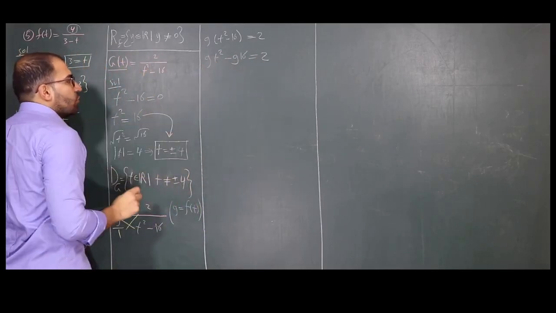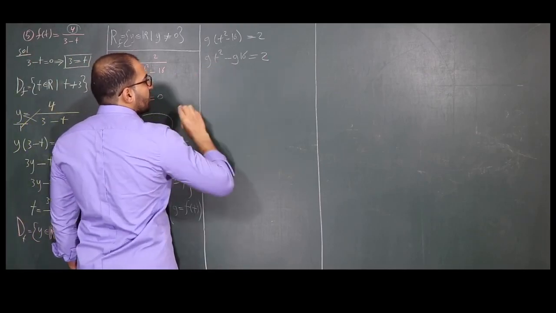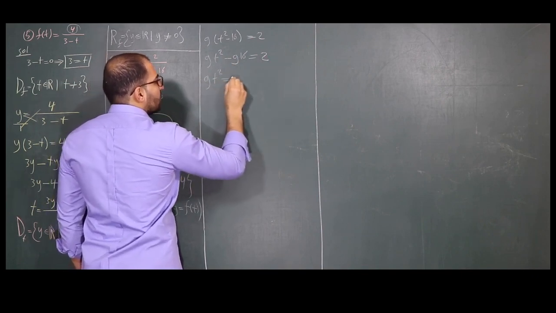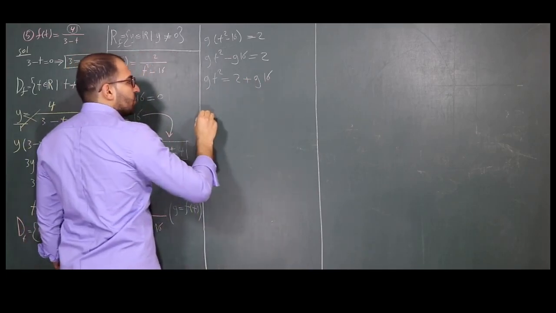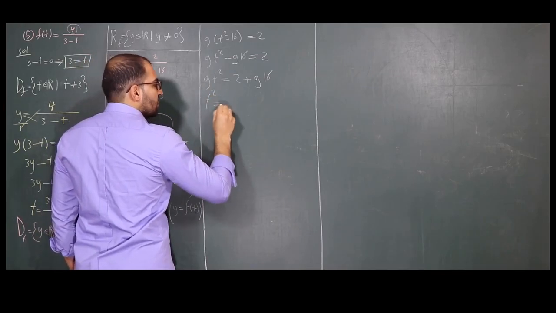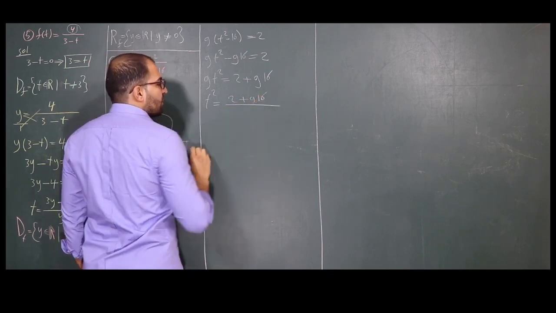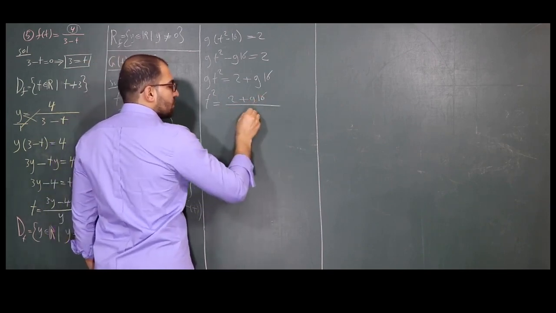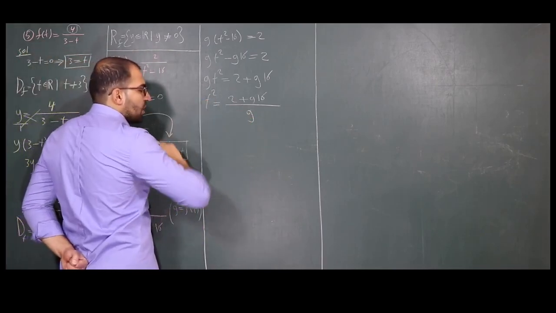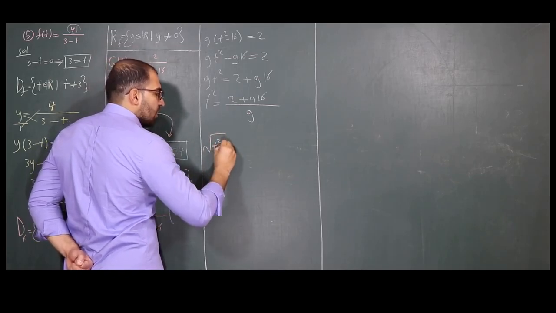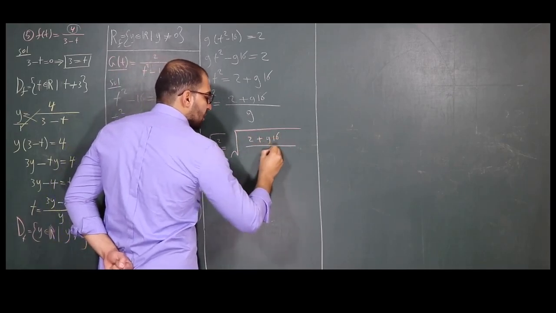I need to isolate the 2, as I told you, so I'm going to move this expression to that side. So G t squared equals 2 plus 16 G, and I'm going to divide by G. t squared equals 2 plus 16 G, divided by G. Now I need to apply the square root to t squared, equal to the square root of 2 plus 16 G over G.